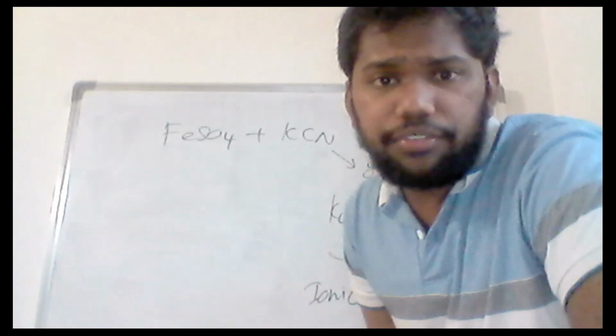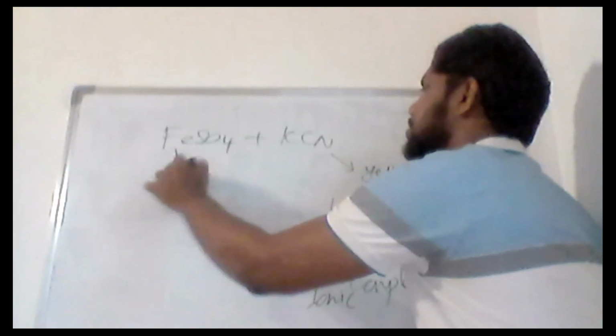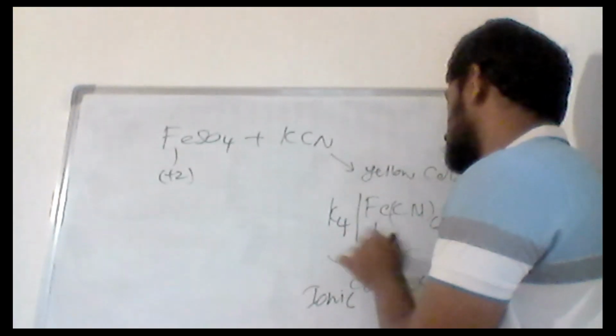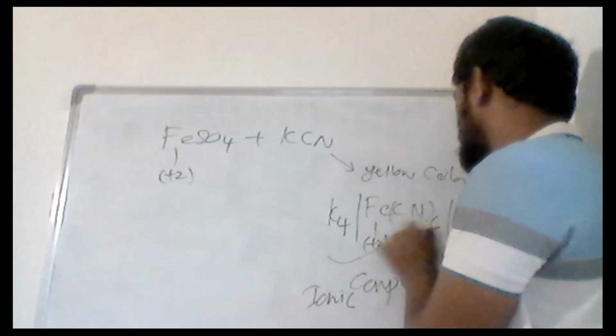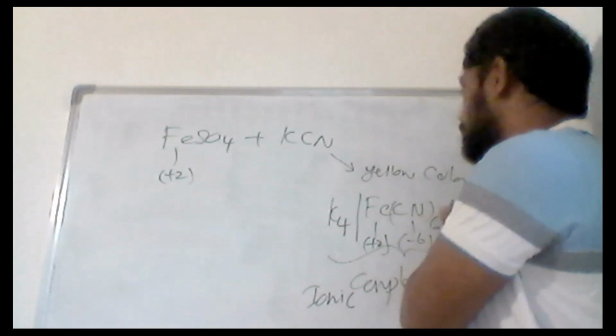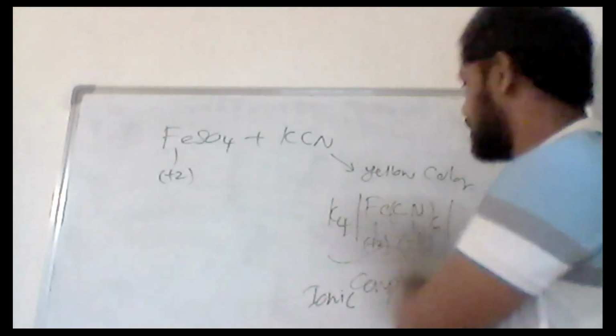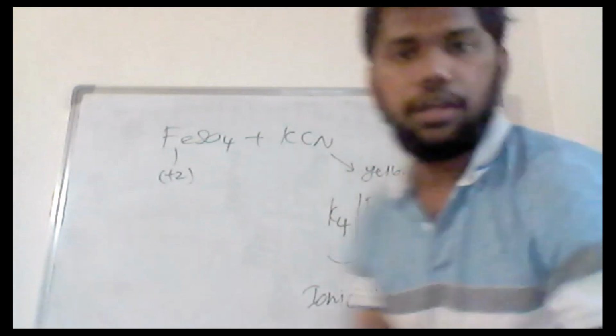The oxidation state of Fe remains unchanged during this reaction. So basically, you can understand here this is +2, and in fact here this is also +2. That is why this is -6. So +2 minus 6 is -4. So to balance this -4, there should be 4 times K+. So that is how this complex is formed.